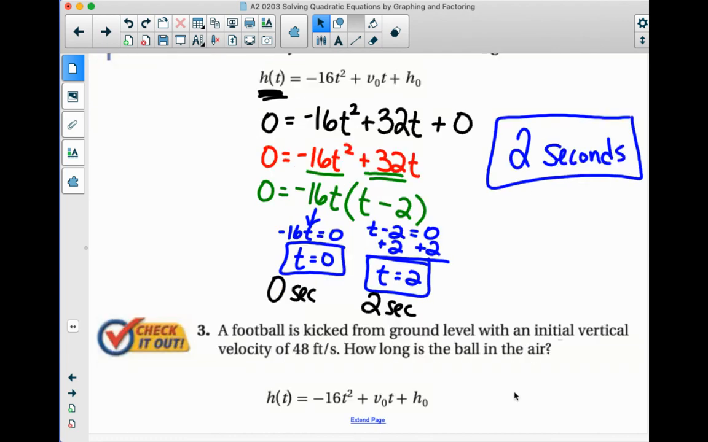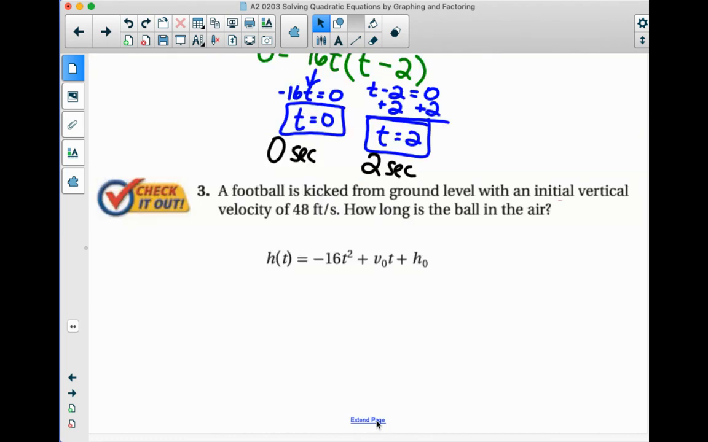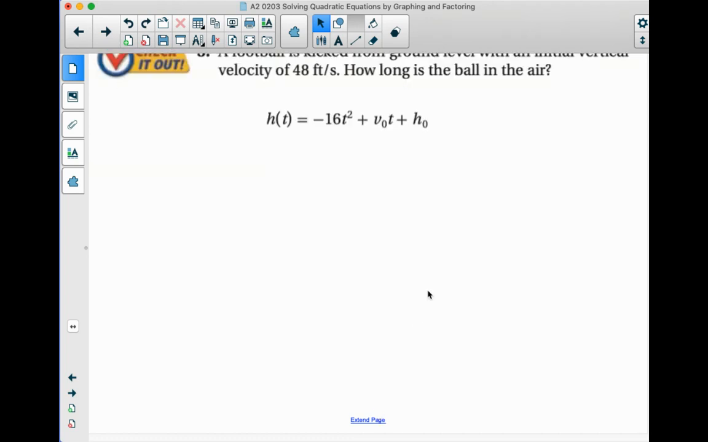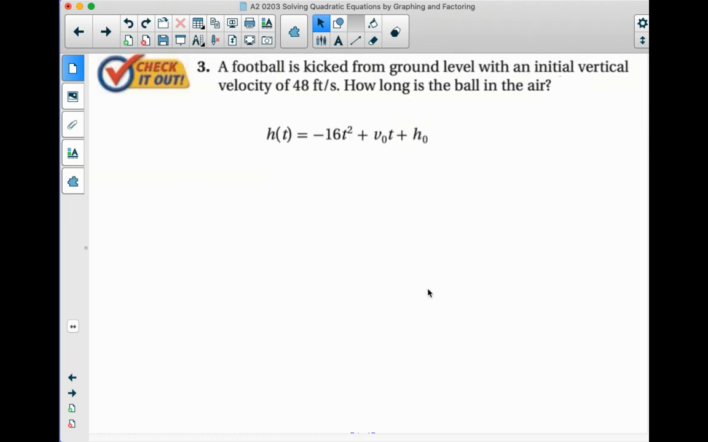So try this one out. A football is kicked from ground level, so the h is going to be 0, with an initial vertical velocity of 48 feet per second. How long is the ball in the air? Pause it here, try it out. Let's make sure we get the same one.